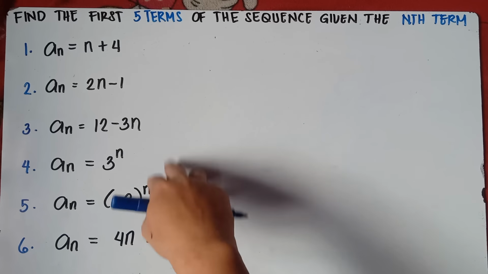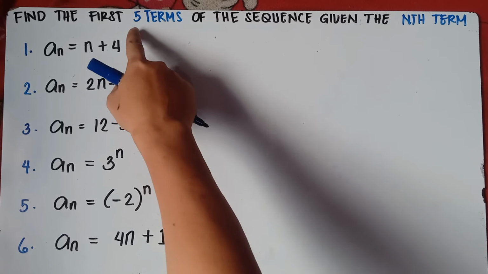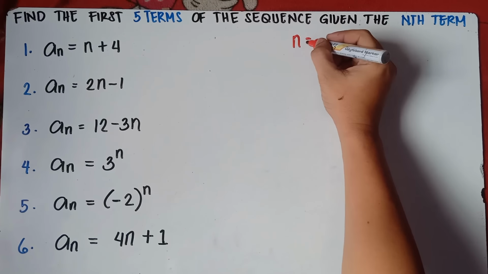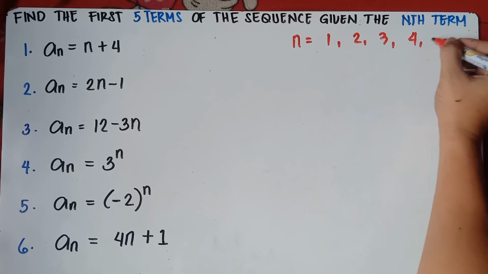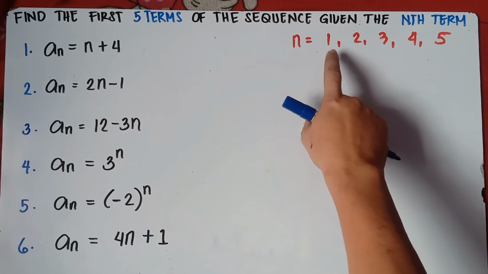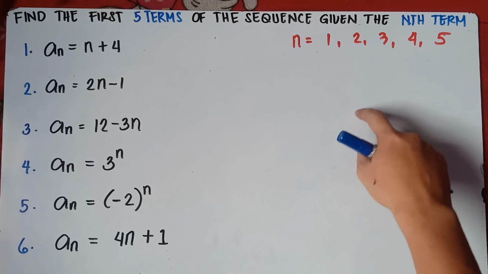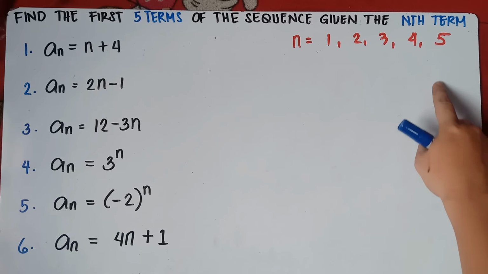Before answering this one, you need to write n, or how many positions you will be answering. Since we are looking for the first 5 terms, we have 5 positions. So our n will be 1, the first position, 2, 3, 4, and 5. We have 5 positions, class. This 1 represents our first term, 2 represents our second term, 3 our third term, 4 our fourth term, and 5 our fifth term.